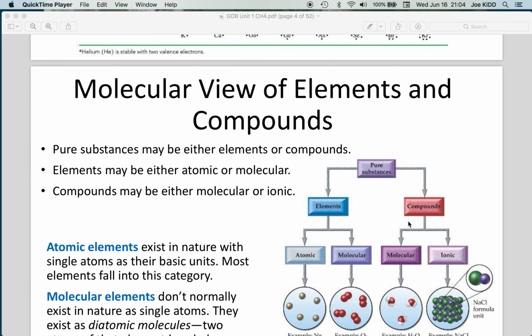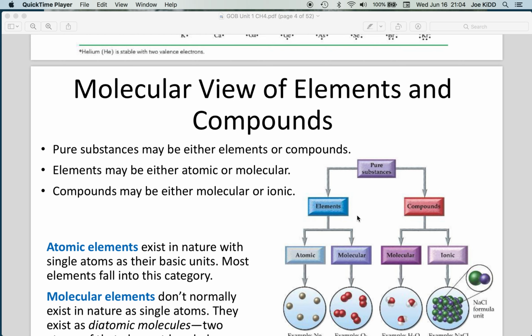So when we think about differentiating elements and compounds, right? We talked about in the previous lecture the concept of the difference between a pure substance and a mixed substance or a mixture. With pure substances, we can have 2 kinds or 2 flavors of pure substances. We can have elements and compounds.